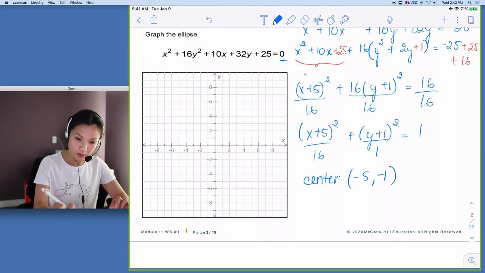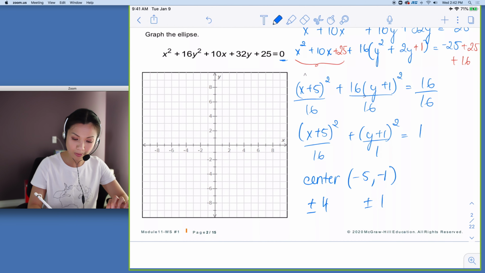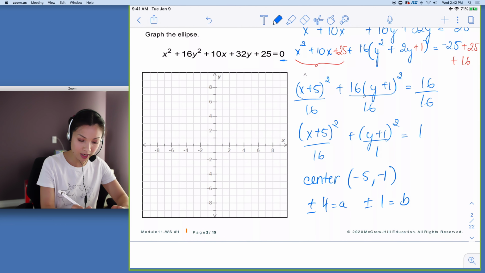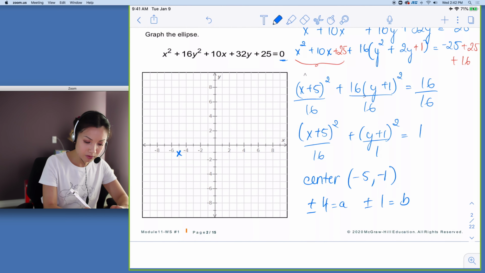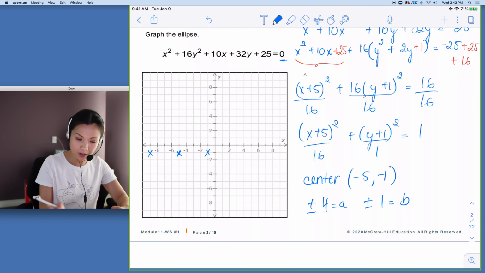And we move left and right 4, up and down 1. So this is a and this is b. From the center (-5, -1), I'm going to move left and right 4, and up and down 1.